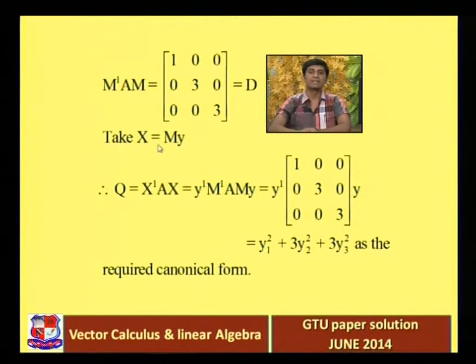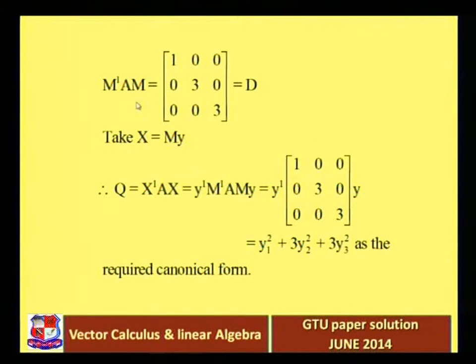Now take x is equal to My. So Q is equal to x dash Ax, that is equal to y dash M dash AMy, that is equal to y dash, and this is M dash AM. M dash means transpose of M. When you multiply these three matrices, you will get this diagonal matrix, that you can check.